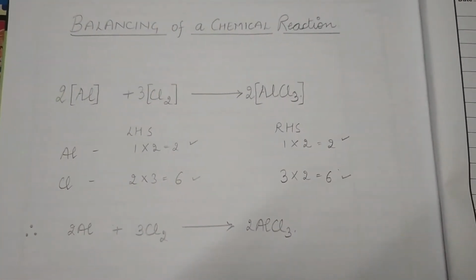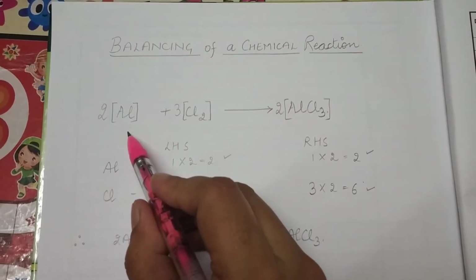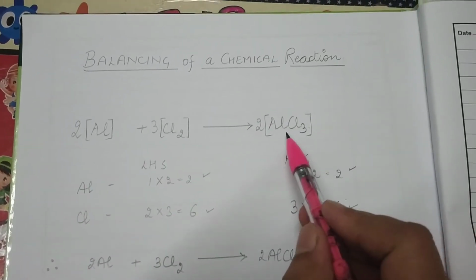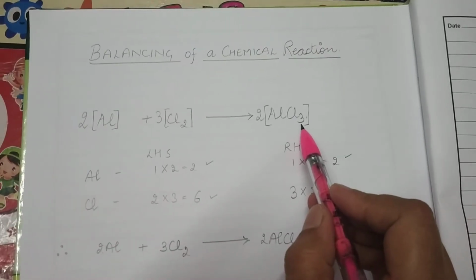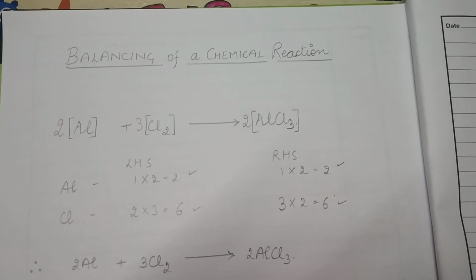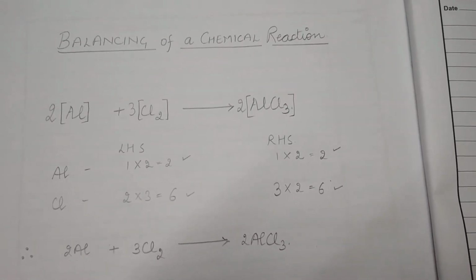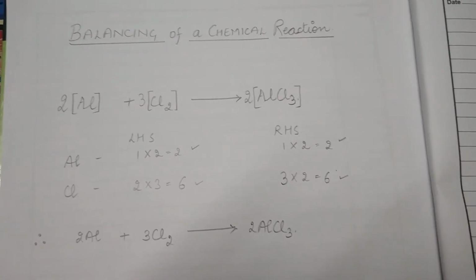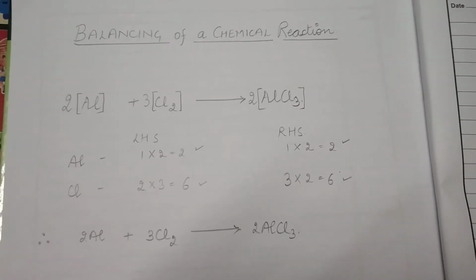Say for example, let us consider this very first reaction in which aluminium is reacting with chlorine to give you aluminium chloride. Previously this reaction was simply written Al plus Cl2 gives you AlCl3, right? That is the reaction which will be given to you, and you need to balance. Now first of all, you need to check why to balance.